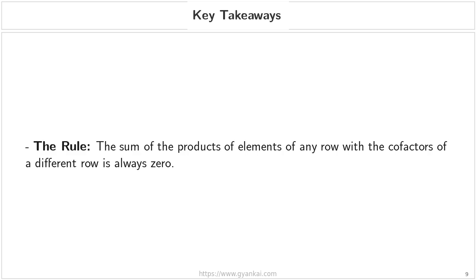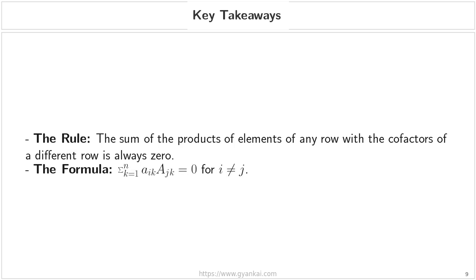First, let's restate the core rule we've been studying. The sum of the products of elements from any one row, when multiplied by the cofactors of a different row, will always result in 0. It is that simple. To put this into a formal mathematical notation, we can write it as the summation from k equals 1 to n of a sub ik times A sub jk equals 0, provided that i does not equal j. This formula is just a concise way of expressing exactly what we discussed in our step-by-step example.